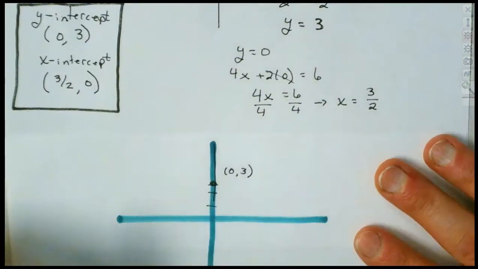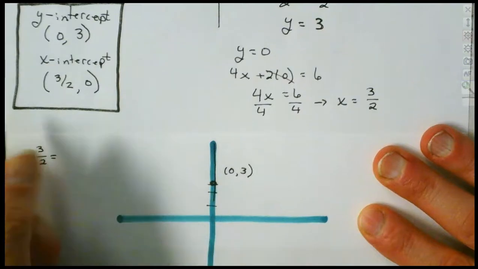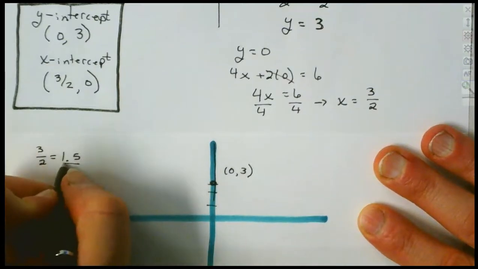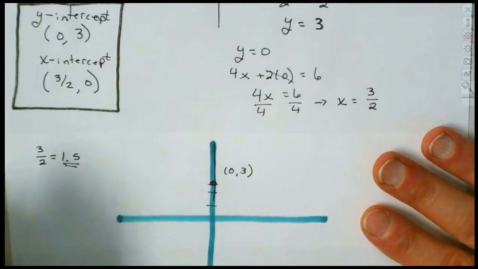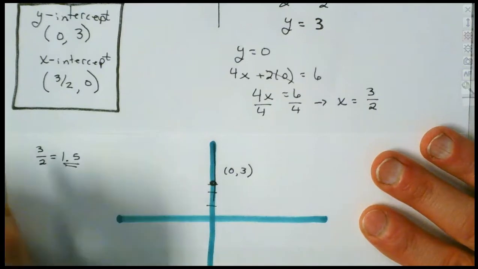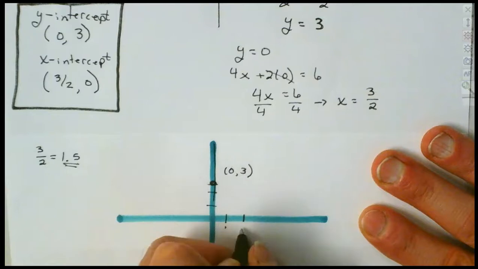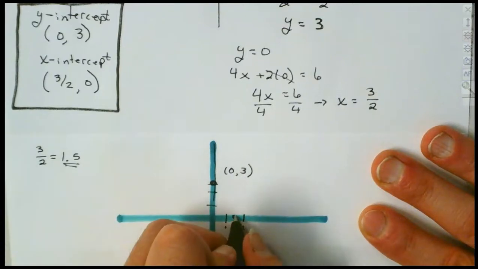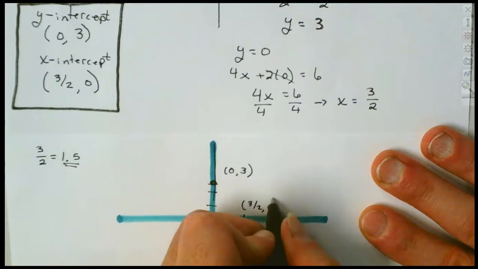Now, what about 3/2? Well, 3/2, if you use your calculator, is 1.5, right? So we'll use the decimal equivalent. And so where would 3/2, comma 0 be at? Well, 3/2 is at 1.5. So that's in between 1 and 2. And that's going to be right about there. And that's going to be 3/2, comma 0.